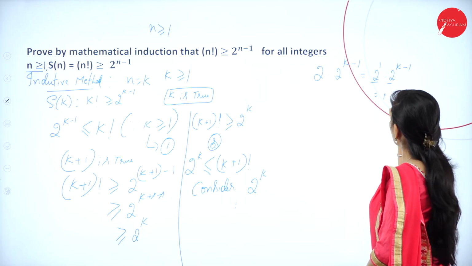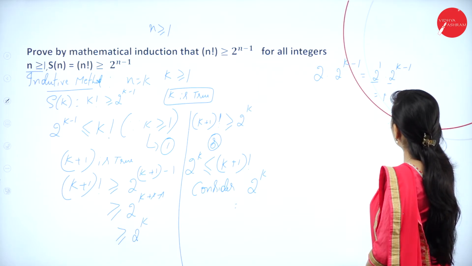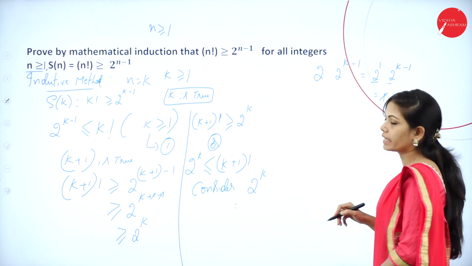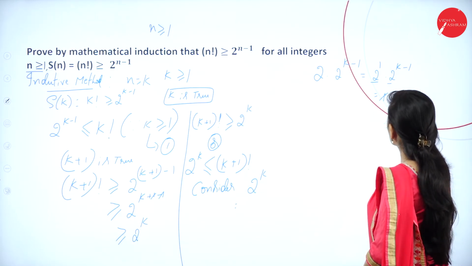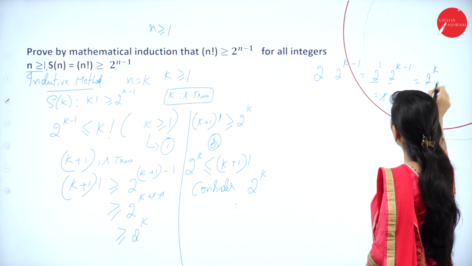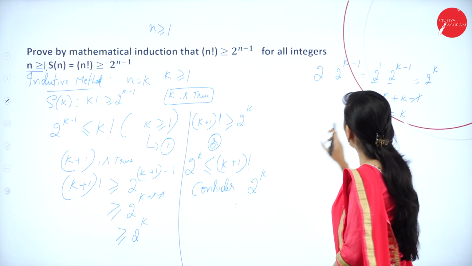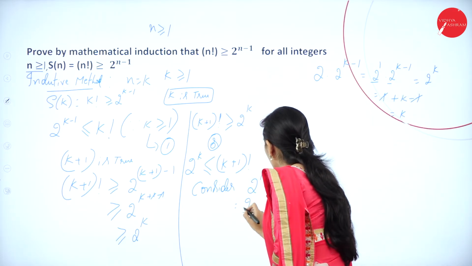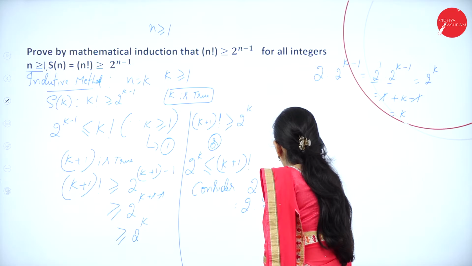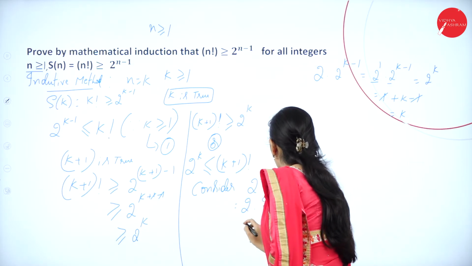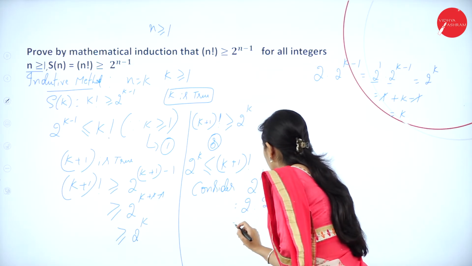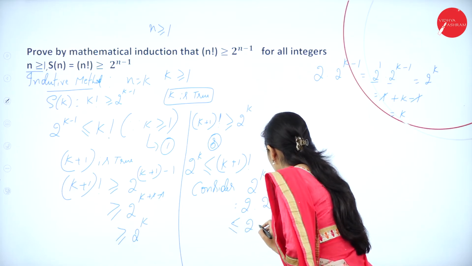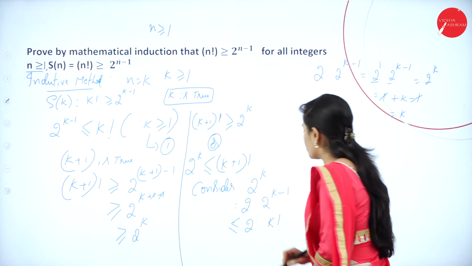So you can add the power values 1 plus k minus 1. So minus 1 plus 1 get cancelled. Again you will get k only. So it is equal to 2 power k. In place of 2 power k, I will write 2 into 2 power k minus 1. So now it is less than or equal to 2 into k factorial.